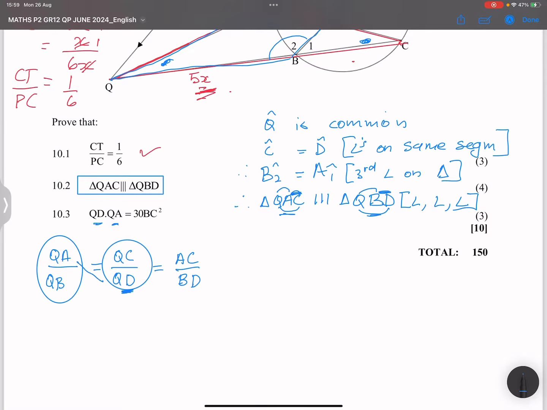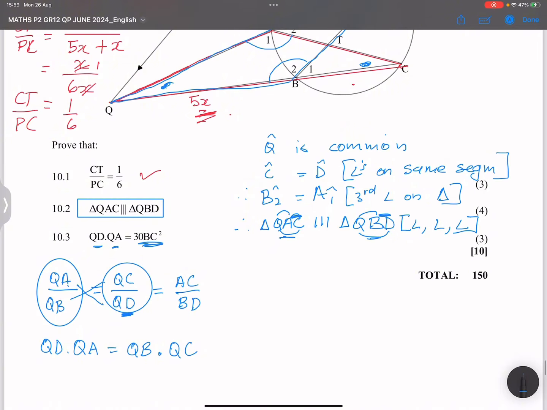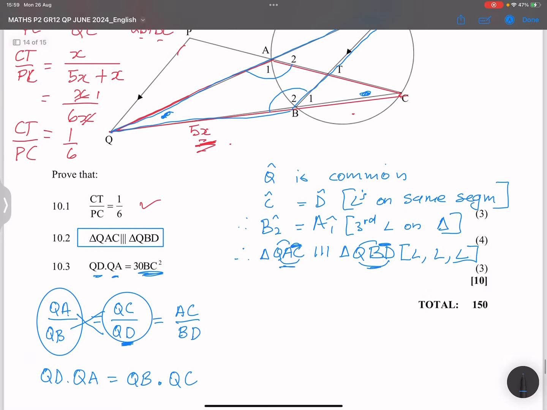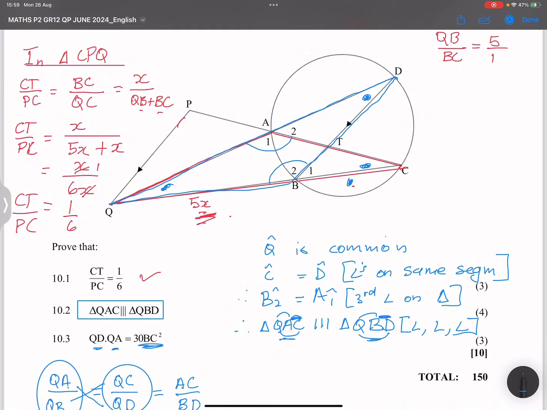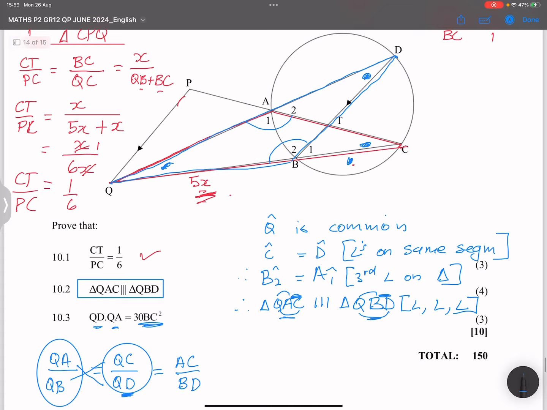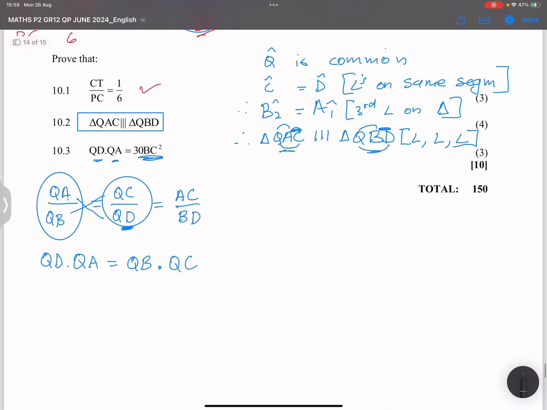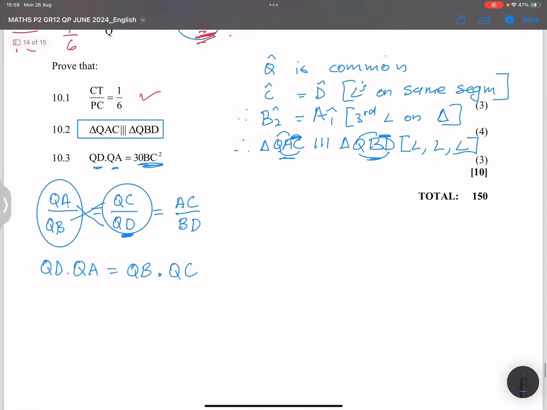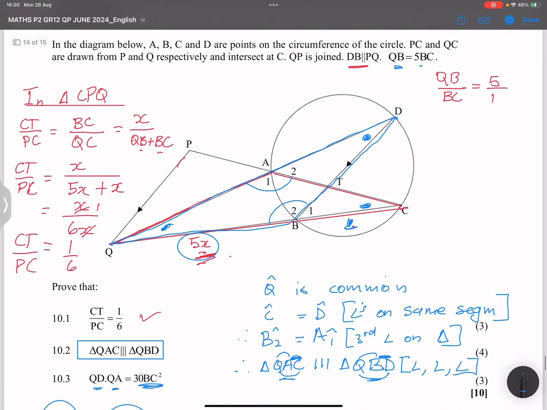So let's cross multiply them. QD times QA is equal to QB multiplied by QC. Right, now we need to express both of them in terms of BC because I see that we've got BC squared there. Now if I look, QB, how is QB related to BC? So QB is 5 times BC. We've already proven that. So QB over BC, that's 5 over 1. So meaning, QB is 5 times BC.